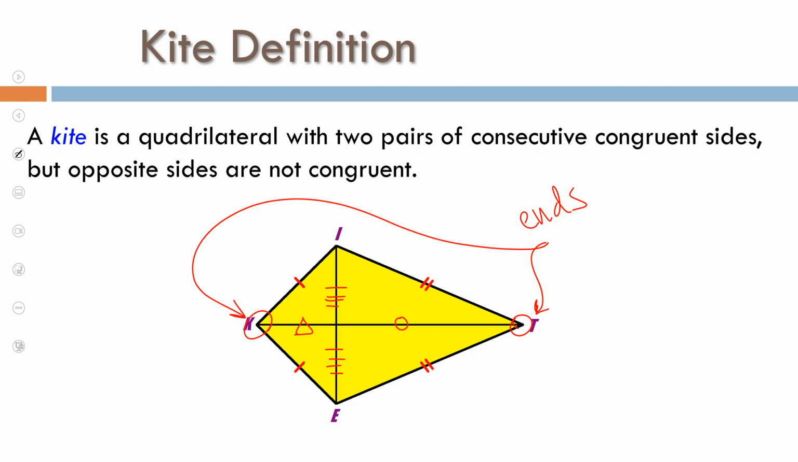Think about folding that kite in half. If I fold the kite this way, it'll fold onto itself. If I fold it this way, it won't work. Big triangle over on the right, small triangle on the left, won't fold onto itself. What else about the diagonals?